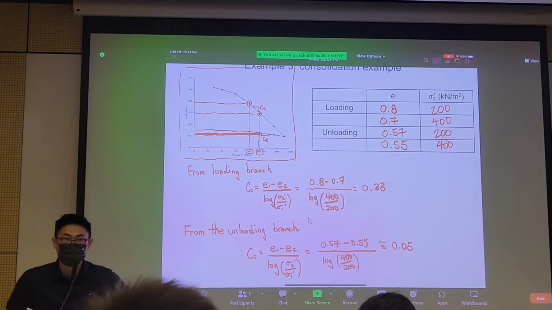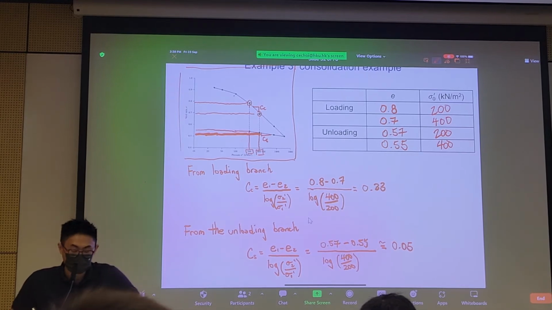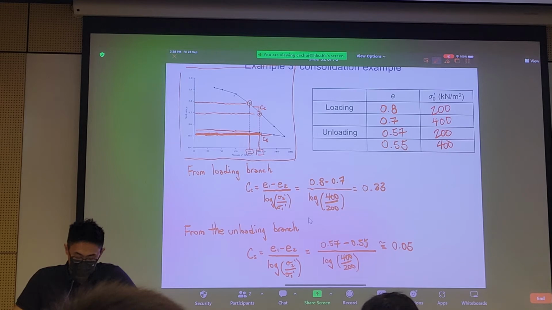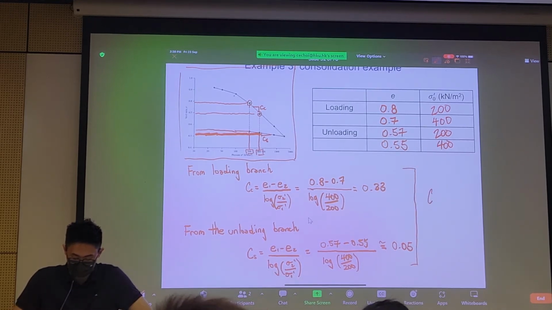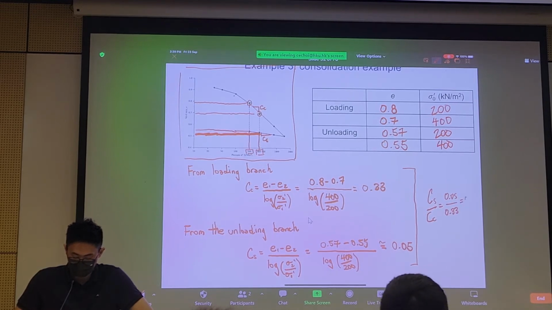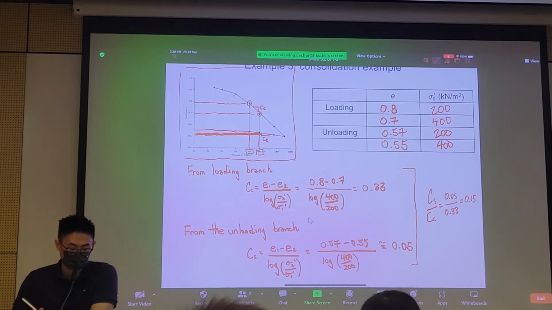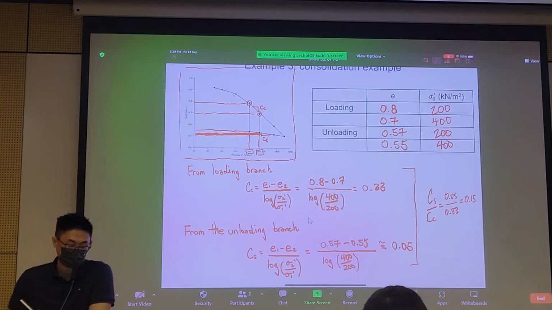So you can't really stop there because the question asks for a ratio of compression indices, right? So specifically the question wants to know what's the ratio of CS over CC. And if you plug in these values of 0.05 over 0.33, then you'll get a ratio of about 0.15. So that's the first part of the question, part A. Calculate the compression index ratio.